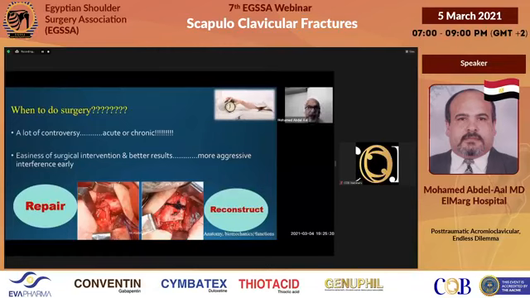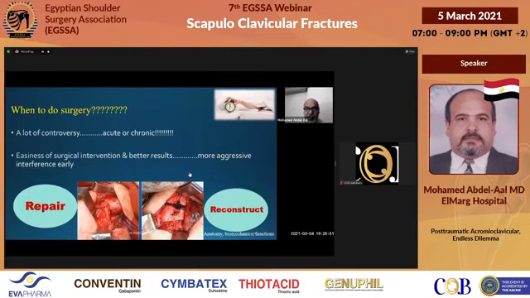No, a lot of controversy has also been mentioned, whether to do surgery or conservative treatment, and whether to do it acute or chronic. By acute or chronic we mean to intervene early or to intervene late. However, the ease of surgical intervention and the better results of surgical interventions make the tendency toward aggressive intervention more and more.